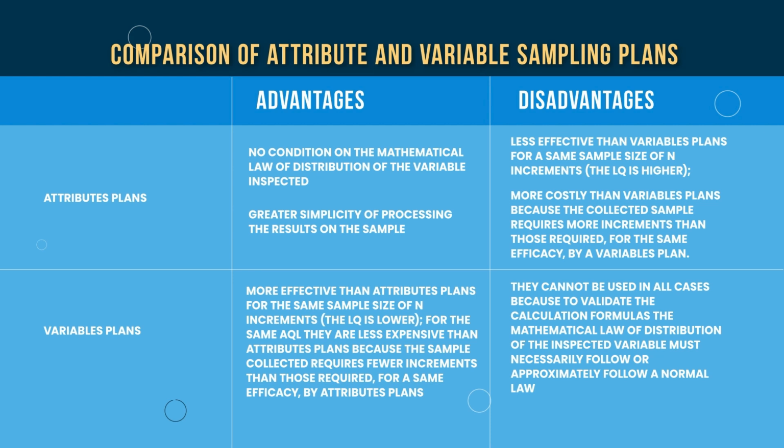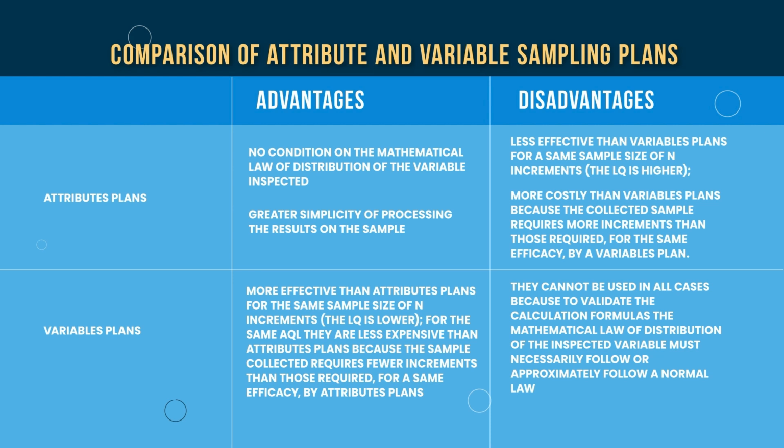In the case of the variable plan, for example, it is more effective than the attribute plan for the same sample size of increments. LQ is lower. What is LQ? There are two terms, LQ and AQL. AQL is acceptable quality limit, and LQ is the limit for quality for rejection. So AQL is for acceptance and LQ is for rejection. And the lower the value of LQ, the better the consumer risk is taken care of. So the variable plan is for AQL and the attribute plan is for LQ.